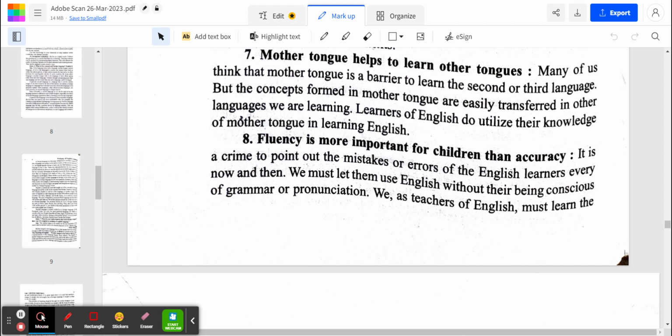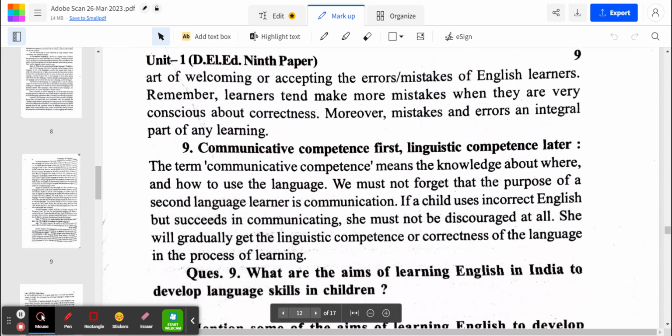Fluency is more important for children than accuracy. It is a crime to point out the mistakes or errors of English learners every time, and then we must let them use English without their being conscious. We, as teachers of English, must learn the art of welcoming, of accepting the errors and mistakes of an English learner. Remember, learners tend to make more mistakes when they are very conscious about correctness. Moreover, mistakes and errors are an integral part of learning.